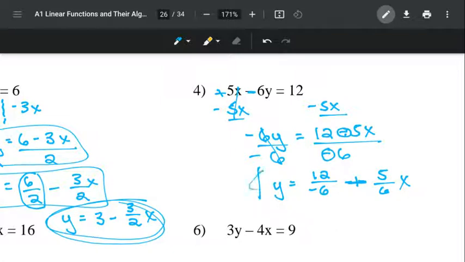Oops. Before I do this, I can simplify that. And we have, oh my gosh, losing my mind, -2 plus 5 over 6x.